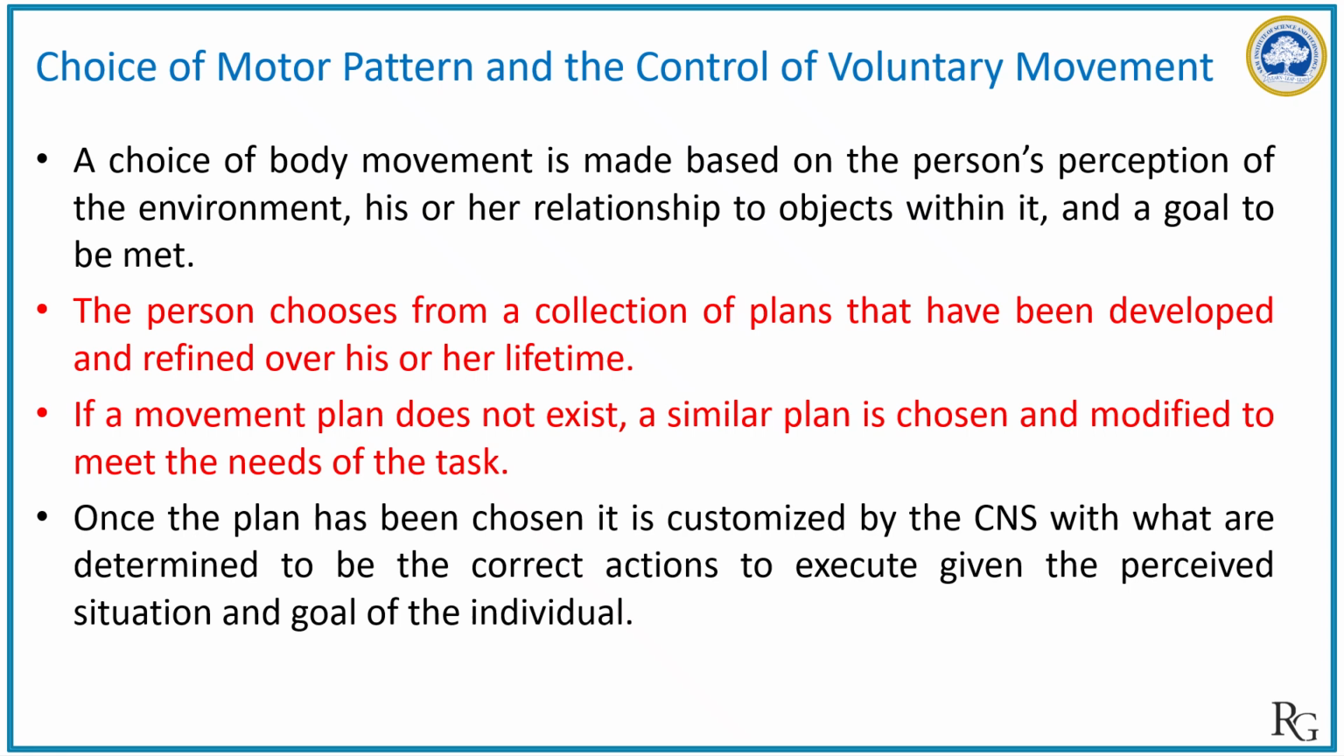For example, if we have learned how to pick up a cup of water or a cup of tea, we can adapt the same plan, slightly modified, when picking up a heavier mug or a fragile glass. Once the appropriate plan is selected, the central nervous system customizes it. It determines the correct muscle to activate, the force to apply, and the timing and sequence of the action needed to achieve the desired outcome, all based on the situation and the goal we perceive.